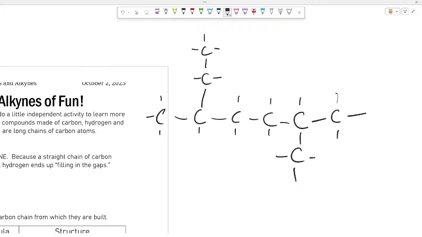But how do you get it to stop? What caps it off? Hydrogen. See, if you put a hydrogen here, hydrogen only makes 1 bond, and so any place a hydrogen is bound essentially acts as a cap.